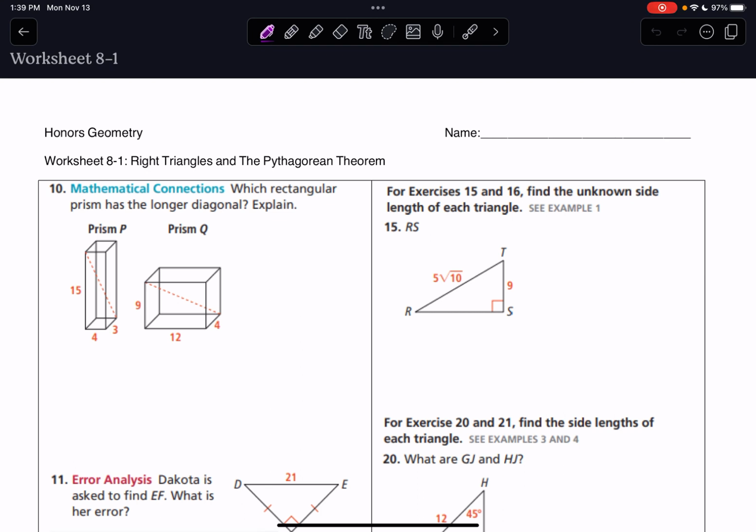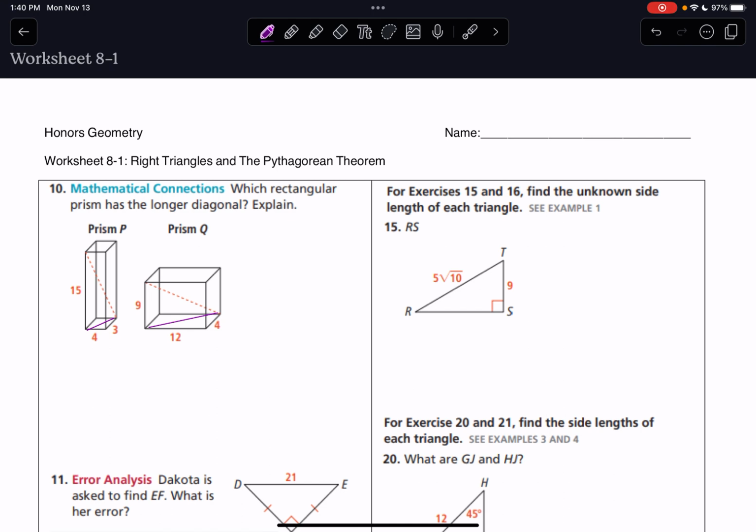And they've shown with a dotted line which diagonal they mean. They mean the three-dimensional diagonal through the shape. So what we can do to find that is we can first find the diagonal of one of the bases. Once we find that diagonal of the base for each of these, we can use the triangle we've created as a right triangle. Since the base and the height of this prism are perpendicular to one another, there's a right angle right there. And we can find the diagonal of the three-dimensional shape.